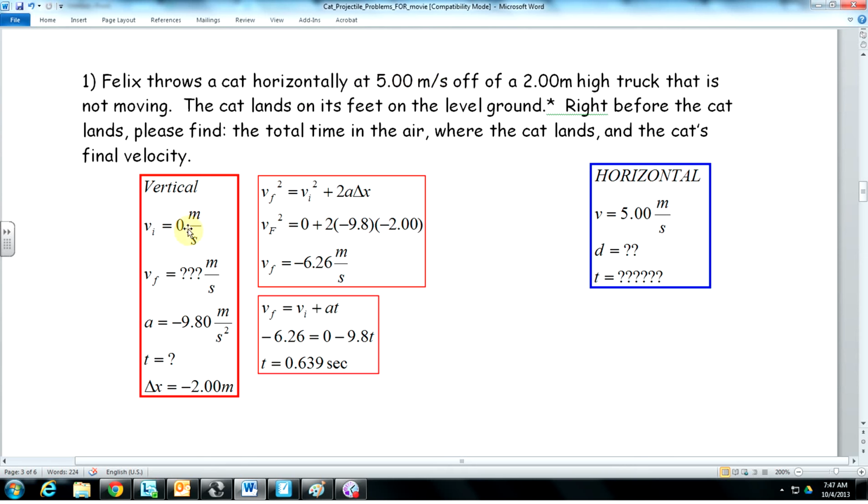And vertically, we have 0 initial velocity. So we're going to solve the vertical part here with 0 initial velocity, a final vertical velocity that we don't know. The acceleration vertically, we do know. It's negative 10, or I'm going to use negative 9.8 this time. The time that it takes to fall, we don't know, but we do know the displacement is negative 2 meters. And the negative, obviously, because it's going downwards.